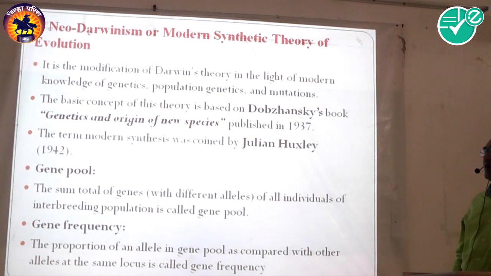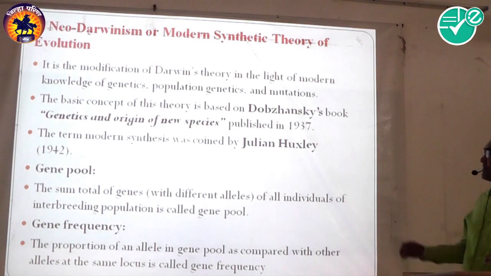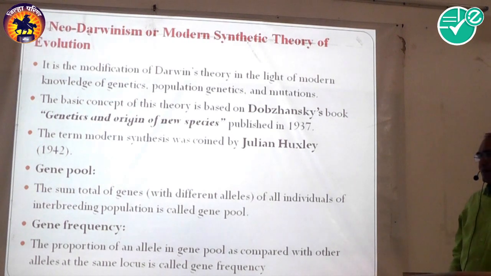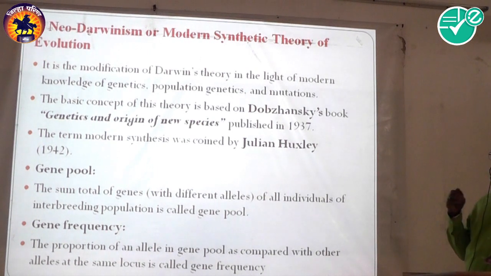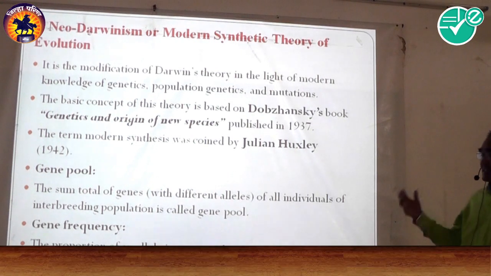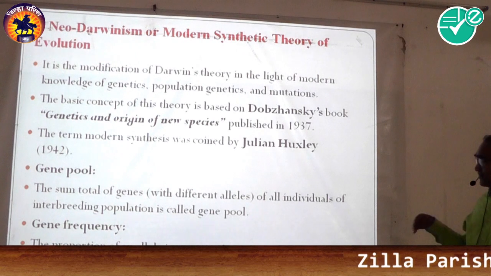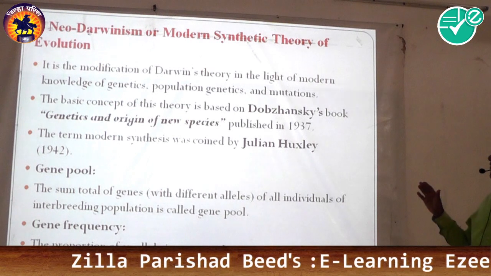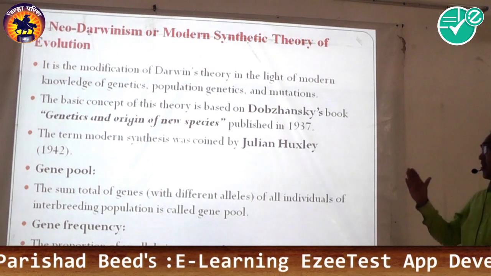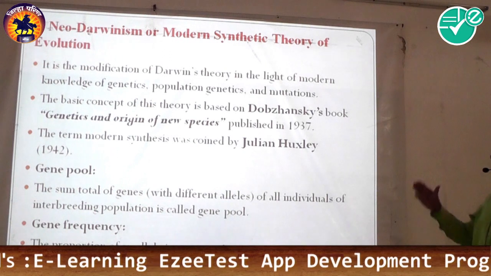My friends, this is the most accepted and the most important theory. It is a combination of Lamarck, Darwin and Hugo de Vries, but in the light of genetics, because the laws of Mendel were rediscovered and after that this theory was proposed. It is a modification of Darwin's theory in the light of modern knowledge of genetics, population genetics and mutation.